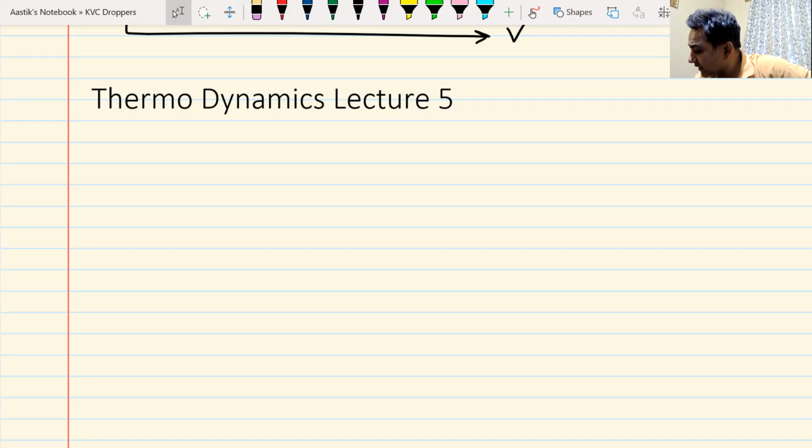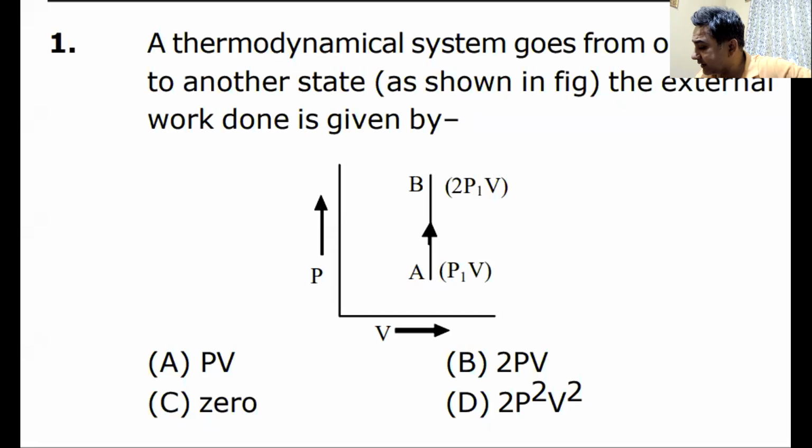These 2 or 3 questions are again taken from your exercise only, but we are solving them so that you have an idea about the graph-based questions, because I'm expecting that you will get a graph-based question this year, maybe more than that.